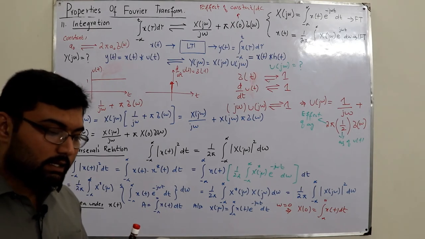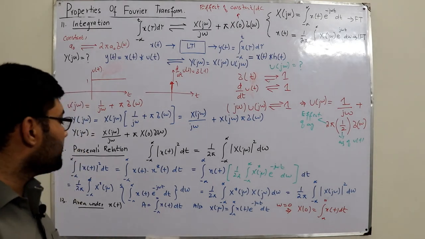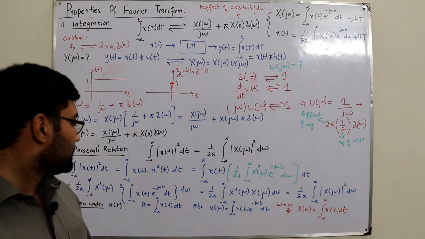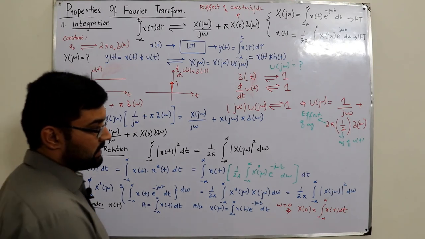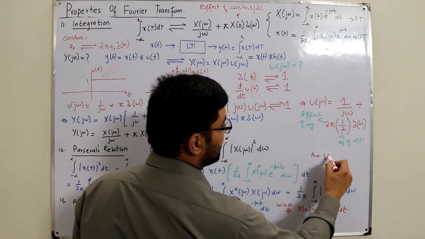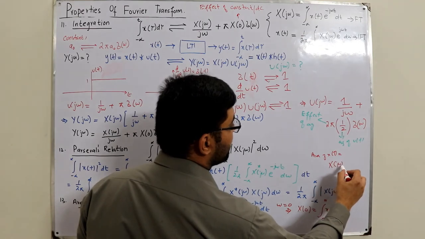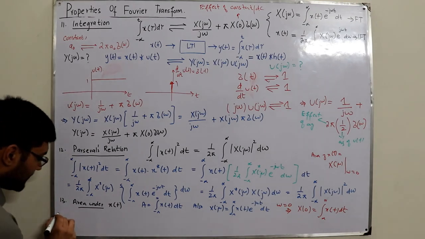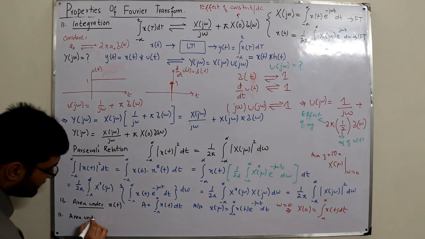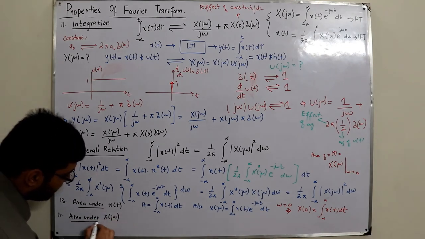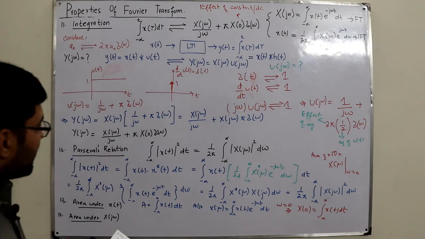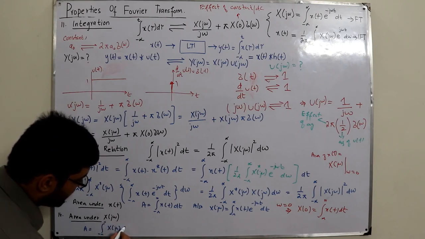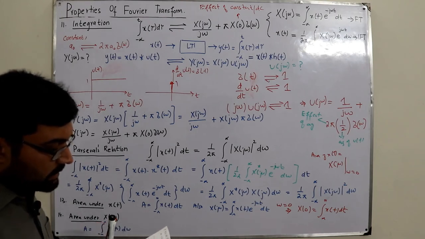So can I not say that the area under the curve x of t is the Fourier transform at omega equal to 0? So area of x of t is equal to the Fourier transform x of j omega at omega equal to 0. Fine. And similarly, the last property is area under x of j omega, so what would be that case? Again, if you have to calculate the area, that would be negative infinity to positive infinity x of j omega with respect to omega. Right?